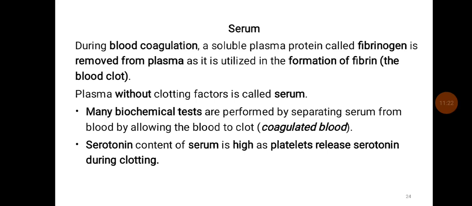Serum is nothing but this: during blood coagulation, a soluble plasma protein called fibrinogen is removed from the plasma as it is utilized in the formation of fibrin, that is the blood clot. Plasma without clotting factors is called serum. Many biochemical tests are performed by separating serum from blood by allowing the blood to clot, coagulated blood. Serotonin content of serum is high as platelets release serotonin during the clotting.